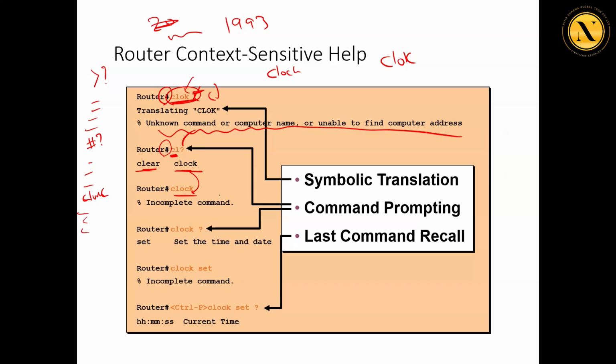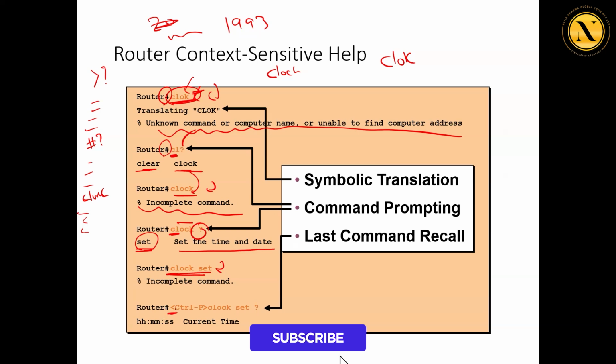When I press enter here, my cursor is blinking here, and in between it says it's an incomplete command, which means this command is correct, but you have to complete the command. That means you have to type something more. So what do I type? I don't know. So I give a space and a question mark, and my cursor comes here. It says there's one command after clock you can give. It is set. What will it do? It will set the time and date for this router or switch, whatever device it is, right? Okay. So I come here and type clock set, enter.